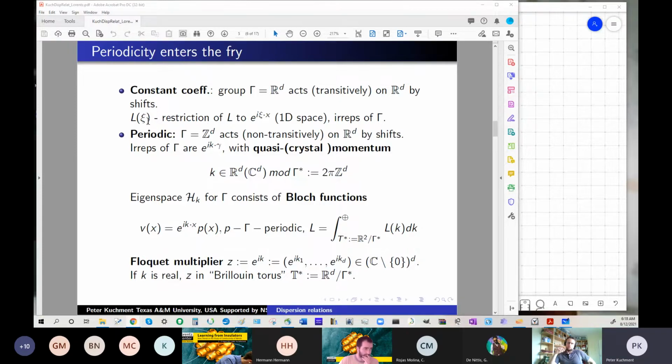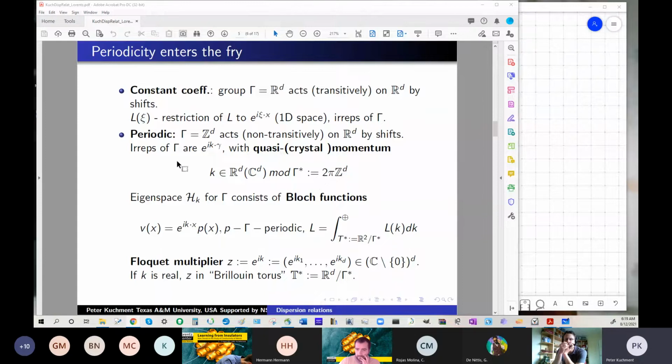And what was L of psi? It was the restriction of our operator to the one-dimensional space generated by this exponent. And what is that space? Those exponents are actually all the irreducible representations of this group. It's well known. So essentially, the Fourier transform expands into irreducible representations of this group gamma and restricts to the corresponding spaces. Now, naturally, if you have not the full group R^d, but a lattice, let's say after a change of variables, I will assume that it's just the integer lattice, which also acts by shifts, but now non-transitively.